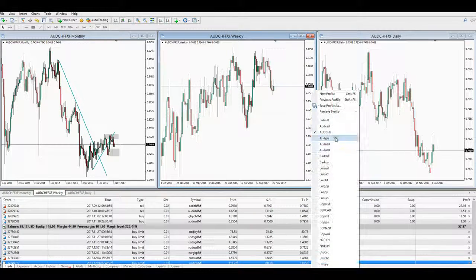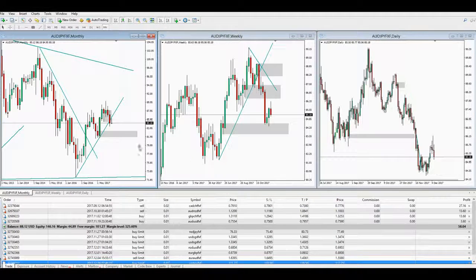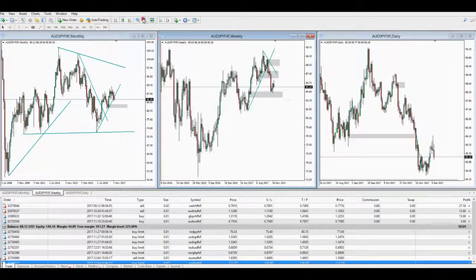I'm not going to do anything with this Aussie Swiss. We're on an uptrend on the Aussie yen. Just need to wait for the weekly to get in sync.